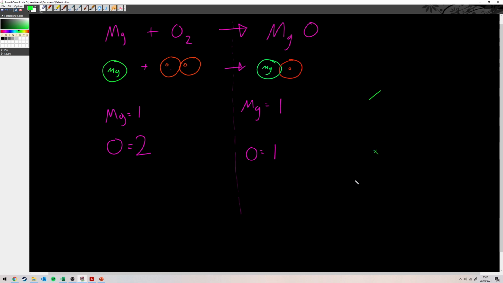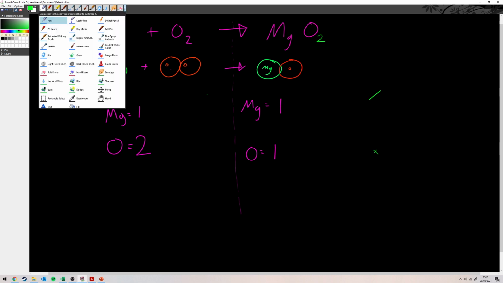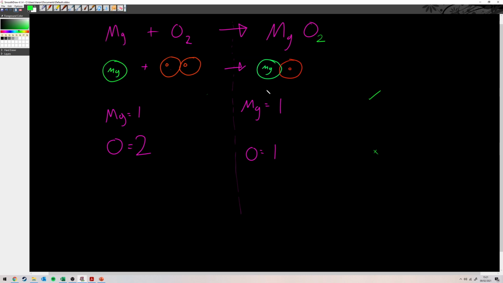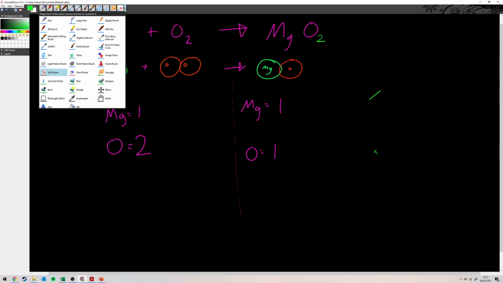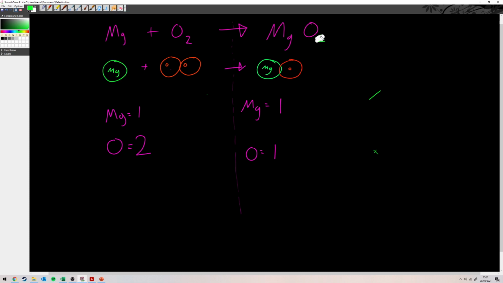What am I going to do then? Well, the only thing I can do is put a big number in front of one of these things. I cannot change the small number. You might be thinking this is the easiest solution, but you cannot do that because that is not magnesium oxide anymore. You have changed it to be something else. So you can't have that.